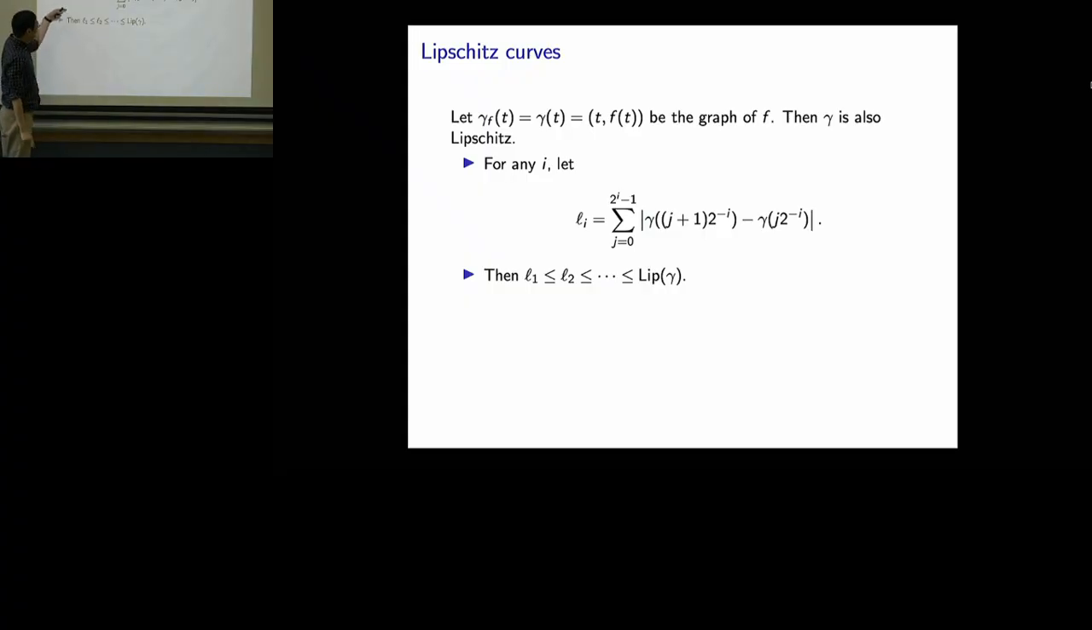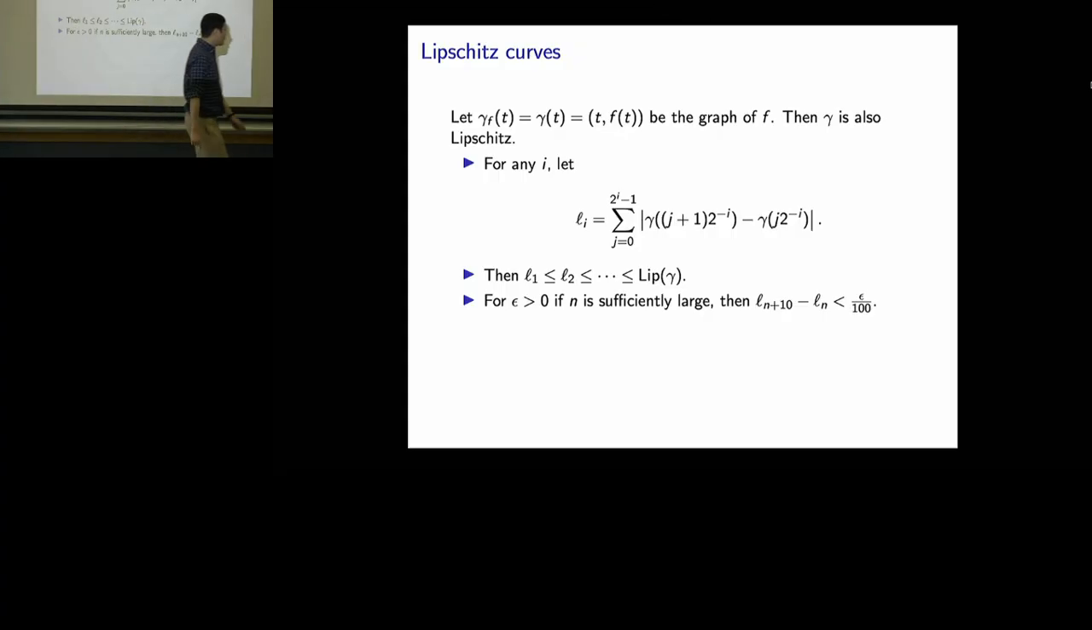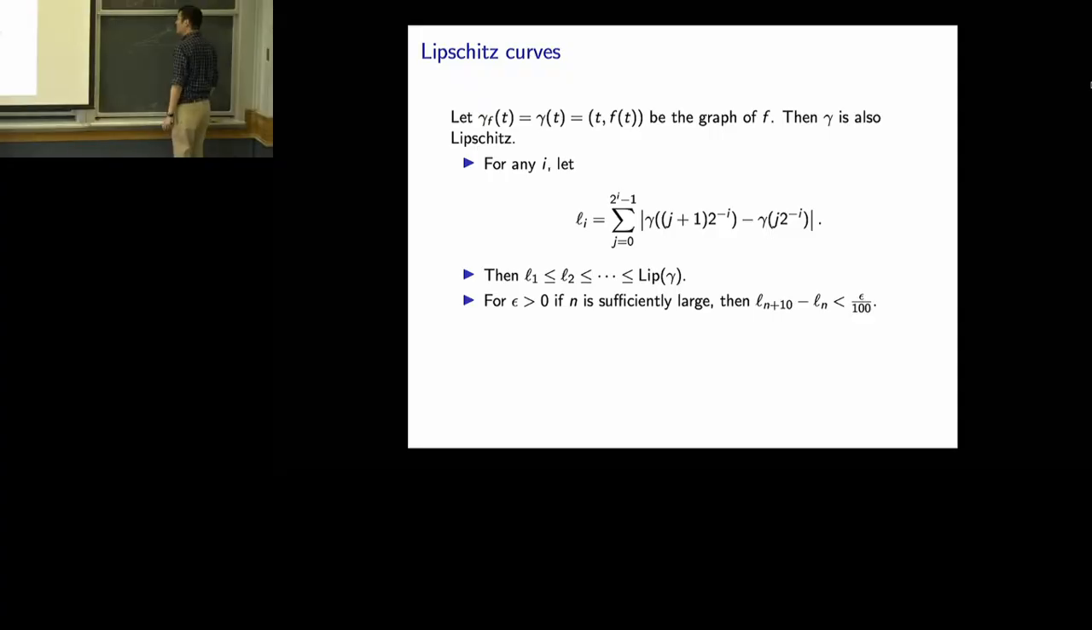On the other hand, this sequence of approximations is bounded because gamma itself is a Lipschitz curve. Gamma itself has bounded length, and so these approximations should form a bounded monotone sequence. First year calculus tells you that that converges. And so in particular, for any epsilon greater than 0, we should be able to find some n sufficiently large so that if we take the nth approximation and the nth plus 10th approximation, there should be very little difference.